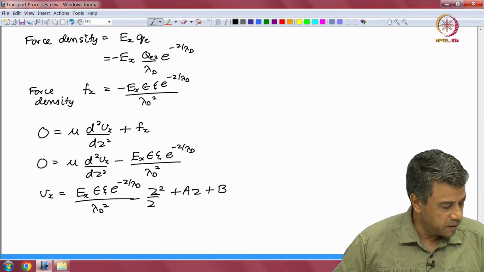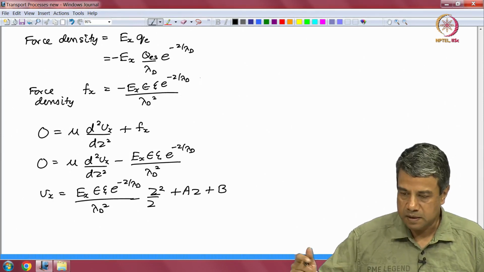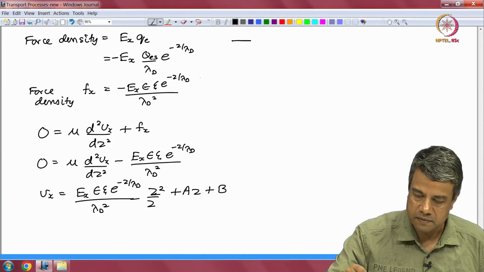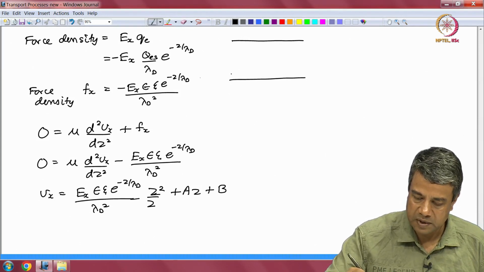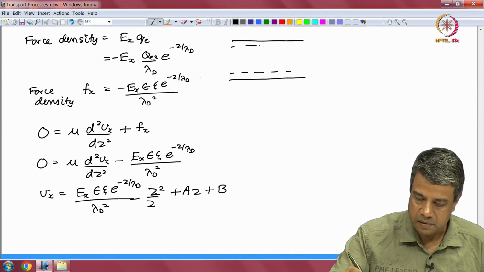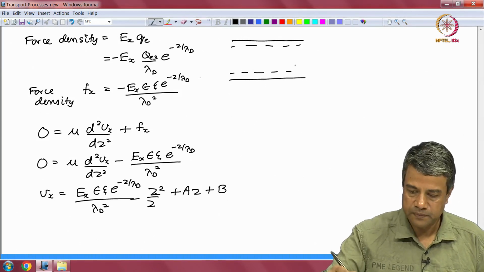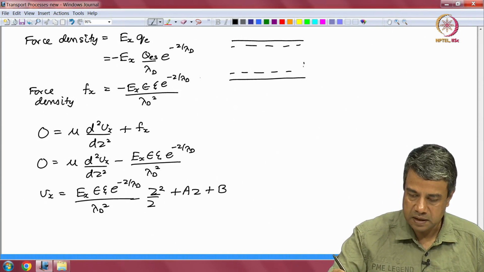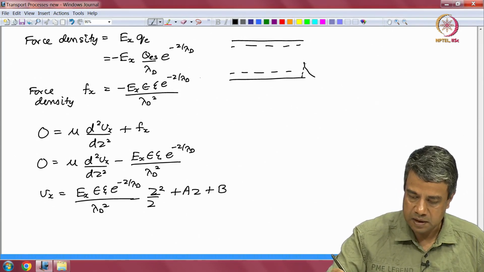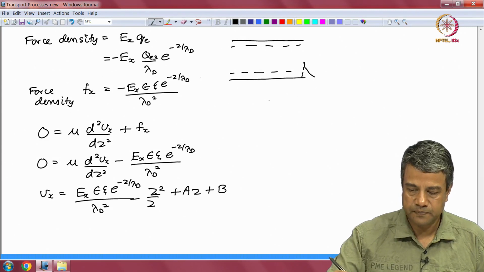Now, how do we determine the constants? So, let us look at this configuration again. I have this Debye layer close to the wall, where the force density and the charge density are both exponentially decreasing functions.